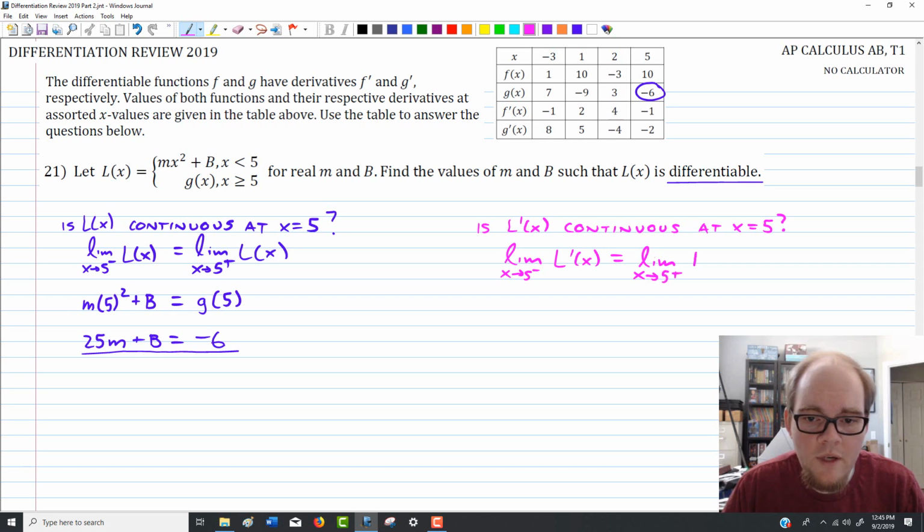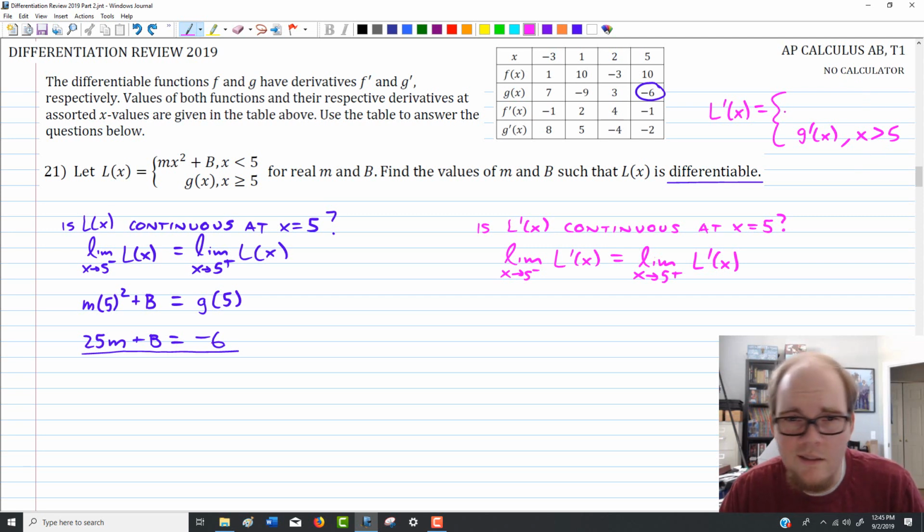So you notice we haven't computed L prime of x yet, so we're going to have to do that off on the side. So I'll do that right up here. L prime of x, without regard to the boundary itself, is going to be g prime of x when x is greater than 5. Again, we're going to hopefully make it so that it's continuous, but for now we're okay. And in the top, since b is a real number, it's just a constant, so its derivative is 0. mx squared will be m times 2x, or 2mx, when x is less than 5.